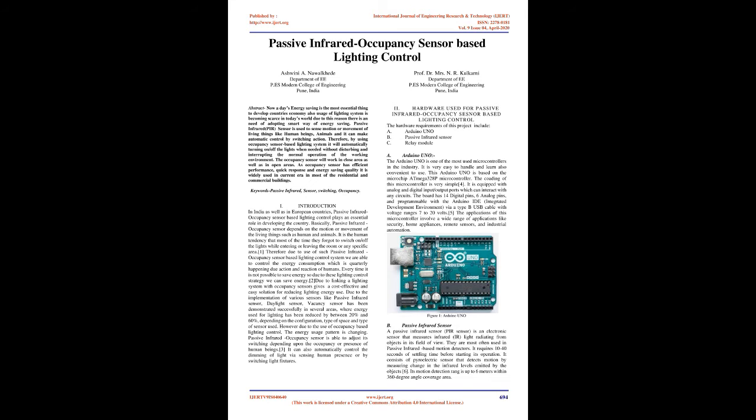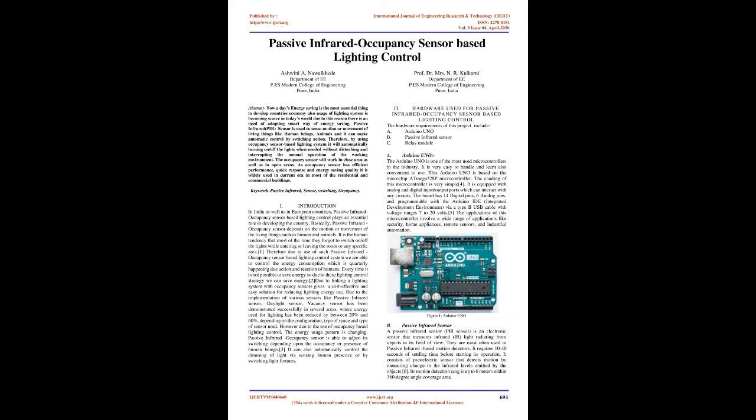Therefore, due to the use of such passive infrared occupancy sensor-based lighting control system, we are able to control the energy consumption which is frequently happening due to action and reaction of humans. Every time it is not possible to save energy, so due to this lighting control strategy we can save energy too. Linking a lighting system with occupancy sensors gives a cost-effective and easy solution for reducing lighting energy use.